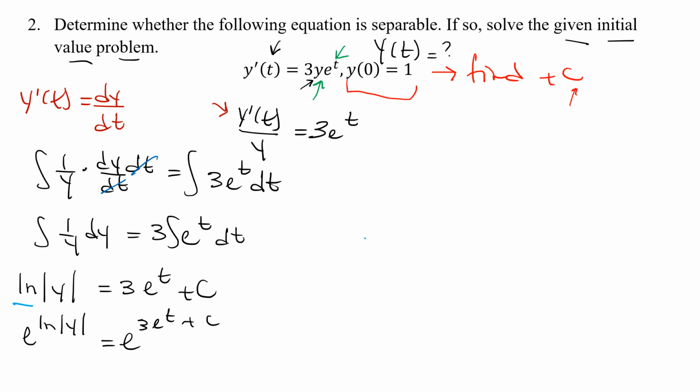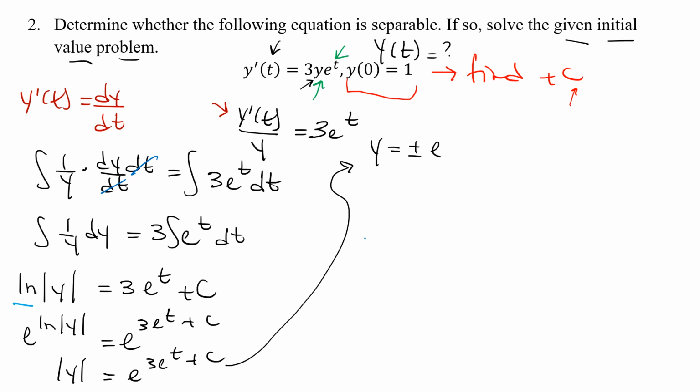So that means now we have just the absolute value of y over here, and then over here, we're just going to keep it exactly how we see it, okay? Since we have that absolute value, anything inside of the absolute value could be positive, it could be negative. So if we drop the absolute value sign on the left side, then in front of the right side, we have to put a plus or minus, e to the 3 e to the t plus c, okay? Now the goal is to try and solve for this c, okay?